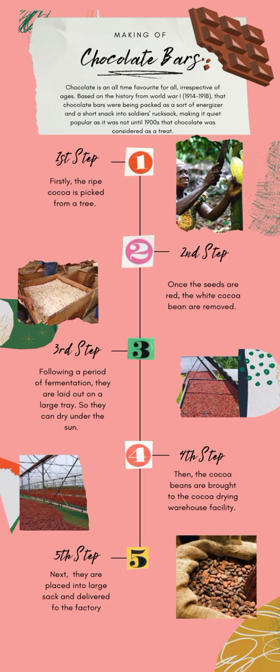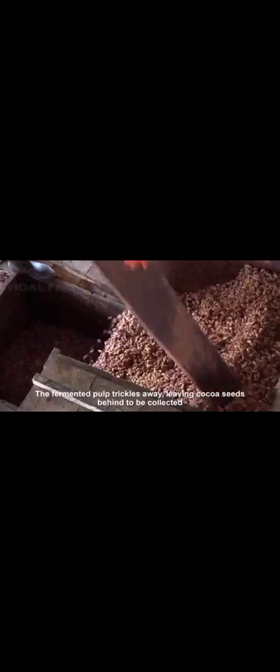The next, third step is, following a period of fermentation, the beans are laid out on a large tray so they can dry under the sun. The process of fermentation helps to produce a deeper and richer chocolate flavor. It is the process of converting organic acids using microorganisms, yeast, or bacteria under anaerobic conditions. The precaution for this process is that once the fermentation occurs, the workers must be alert to make sure the fermentation is done in good and perfect condition to obtain high quality.